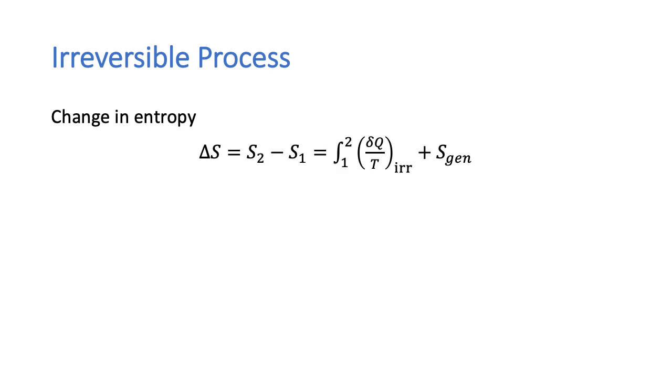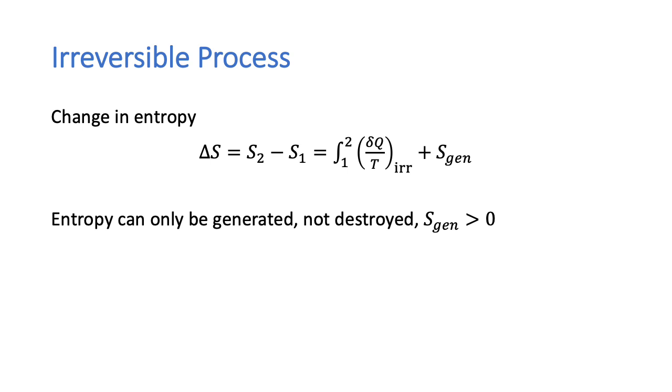For an irreversible process, we can write that the change in entropy, delta S, equals the integral of delta Q upon T plus S gen. The integral of delta Q upon T is the entropy change with heat transfer. S gen represents the entropy generated. Since entropy can only be generated, not destroyed, S gen must be greater than 0. Delta S, therefore, is greater than the integral of delta Q upon T for an irreversible process.